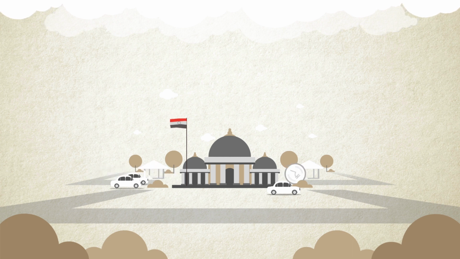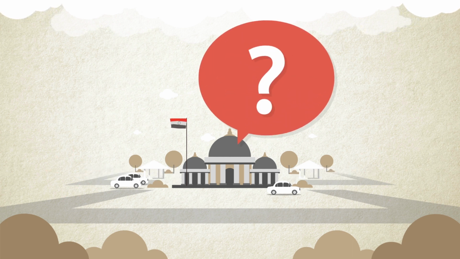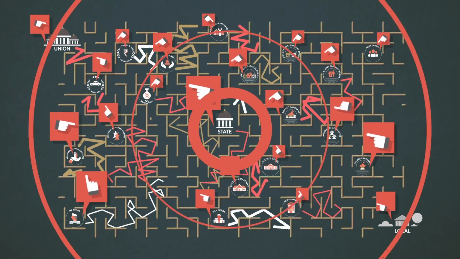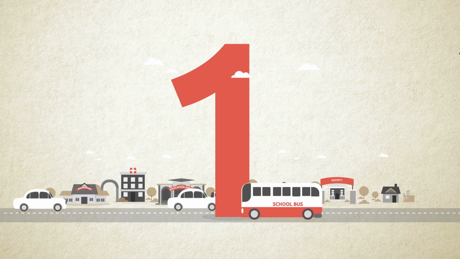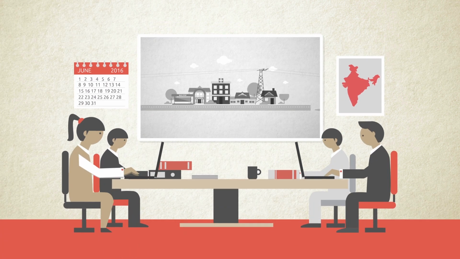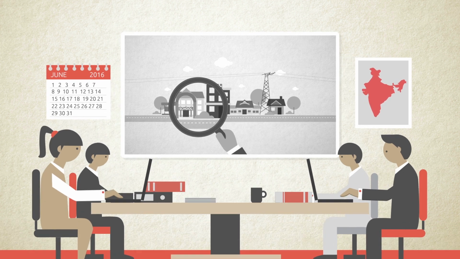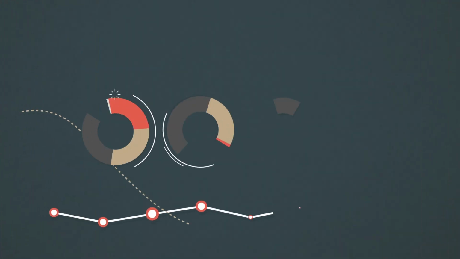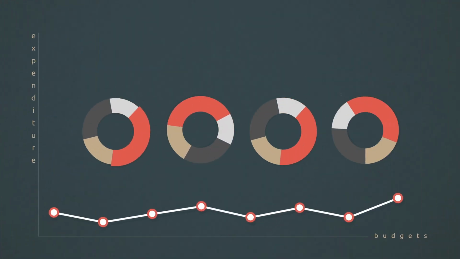Even the government is unsure of what money reaches where, when, and how, so each level blames the other, and service delivery suffers. The first step to building an accountable system is knowing where, when, and how money is spent, and whether spending decisions reflect ground realities through analysis of government budgets and expenditure tracking surveys.